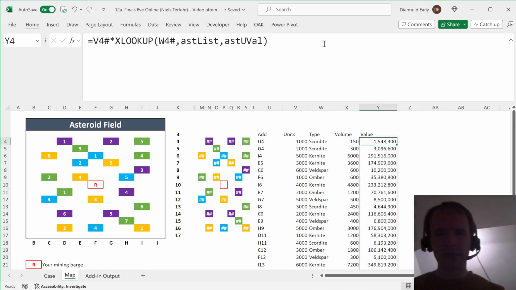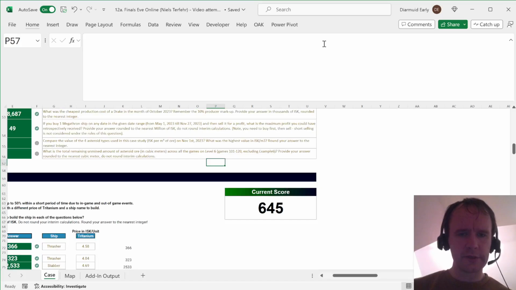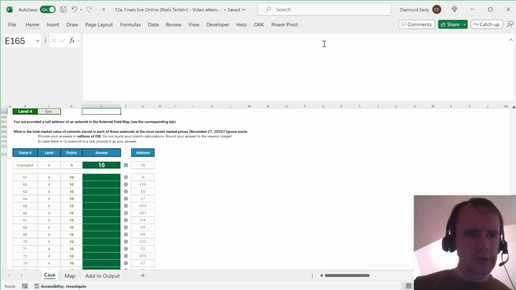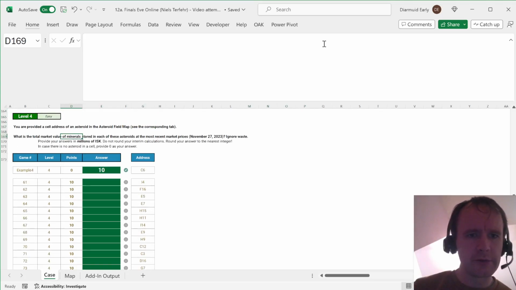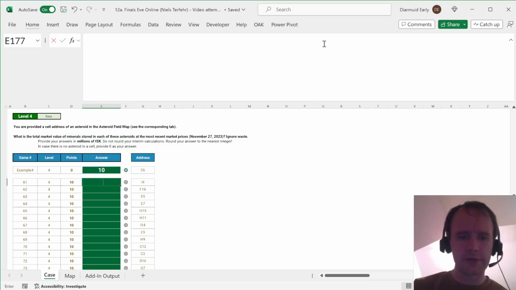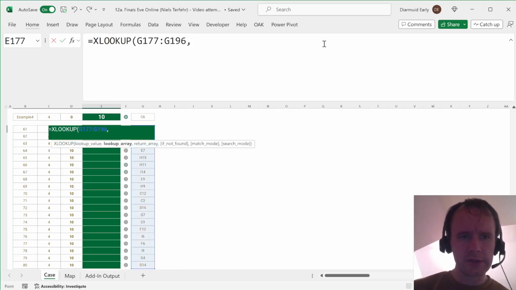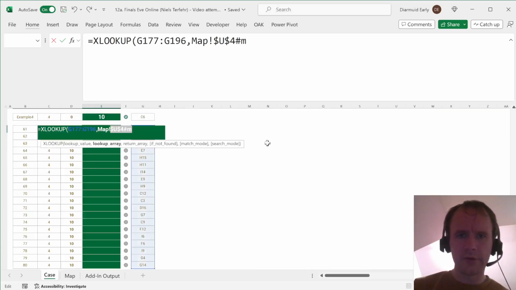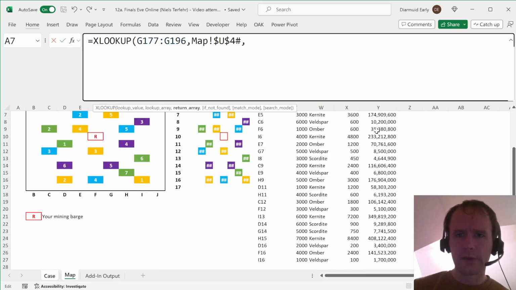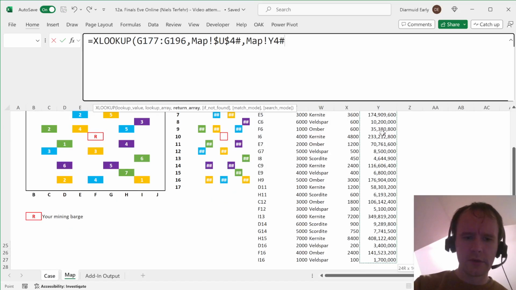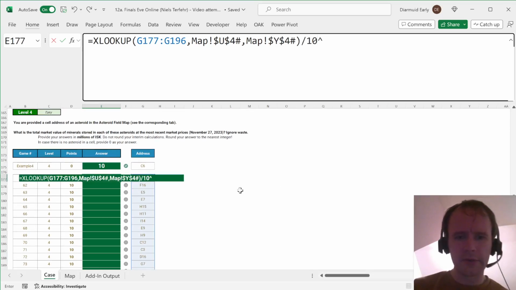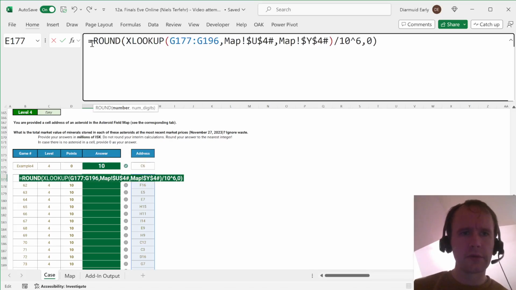Okay, so that's the value, and I think that is the answer to the first question. So let's come on down here. The first question is, what is the total market value of minerals stored in each of these asteroids at the most recent market prices? Ignore waste. So we're going to XLOOKUP this in here, lock, returning from, actually, I didn't even need to lock it today because I'm only doing one formula for all of them. Returning from here, lock, since I'm doing locks anyway, and then we want it in millions, so divide by 10 to the 6, and we want it rounded to 0 decimal places, so round.